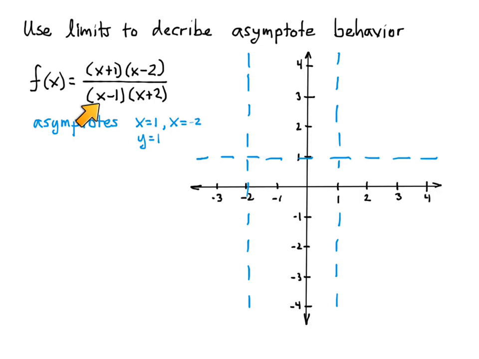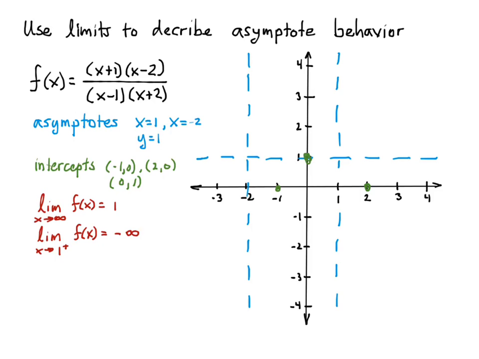that we have discontinuities where x can't be 1 or negative 2, and that we also have long-term behavior since the degree of the polynomial in the numerator and the denominator are equal, so the ratio of the leading coefficients will be 1. And so basically what we say then is the limit as x goes to infinity of f at x equals 1, the limit as x goes to 1 from the positive side is negative infinity.